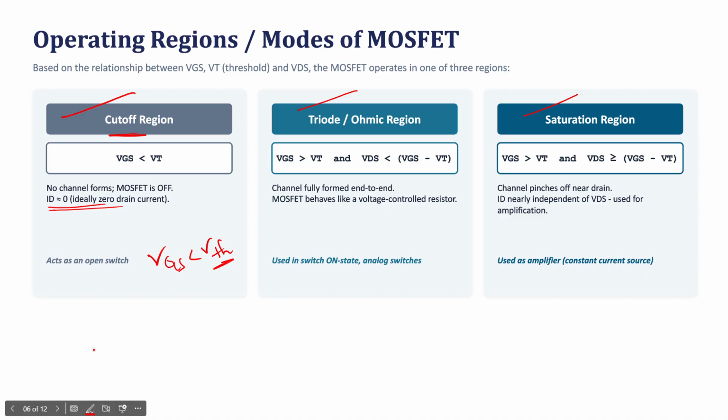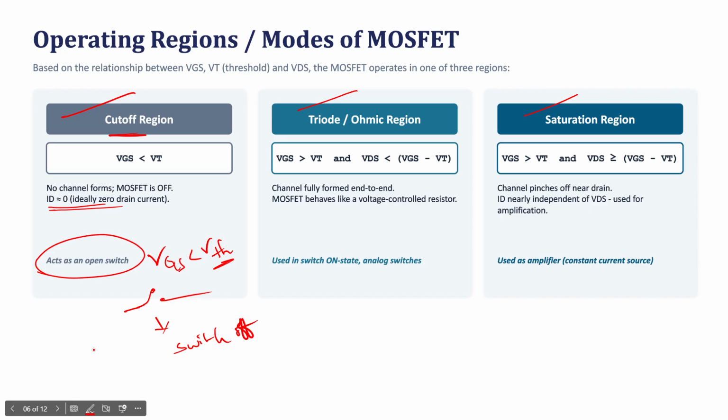So coming to the cutoff region, it acts like an open switch. Open switch means there is no flow of current. So the switch is off. The MOSFET acts like an off switch.